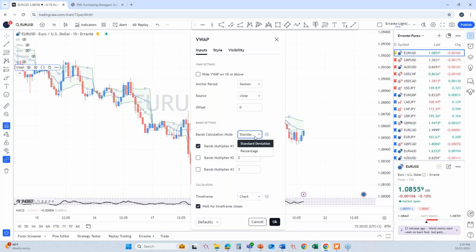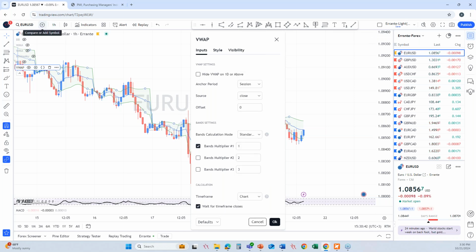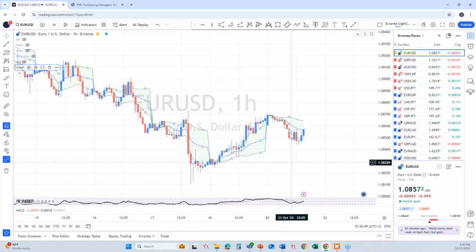In the band settings, you can change the standard deviation as a percentage, and you can set a multiplier for each band. For example, the band multiplier for the first band is 1, the second band is 2, and the third band is 3. It means it's going to multiply your volume weighted average with these multipliers, and then you see how it shifts through different lines here. You can have it in different time frames as well, but it's better to keep it synced with your current time frame as you see the price chart. The rest is the appearance and the visibility on different time frames, which you can figure out yourself.